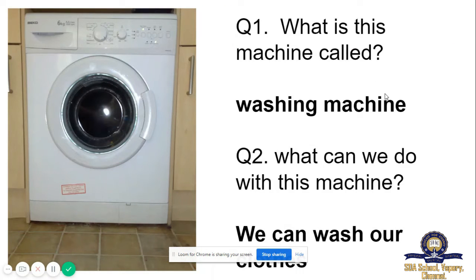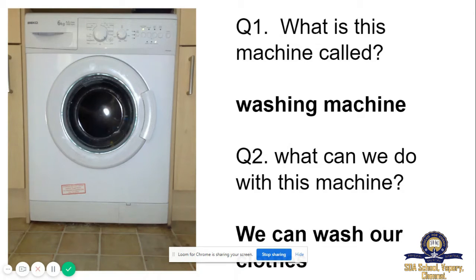Let me take some examples. If you take this machine, what is this machine called? This is a washing machine. You all would be having this machine in your home. What is this machine's job? What can we do with this machine? We can wash clothes.